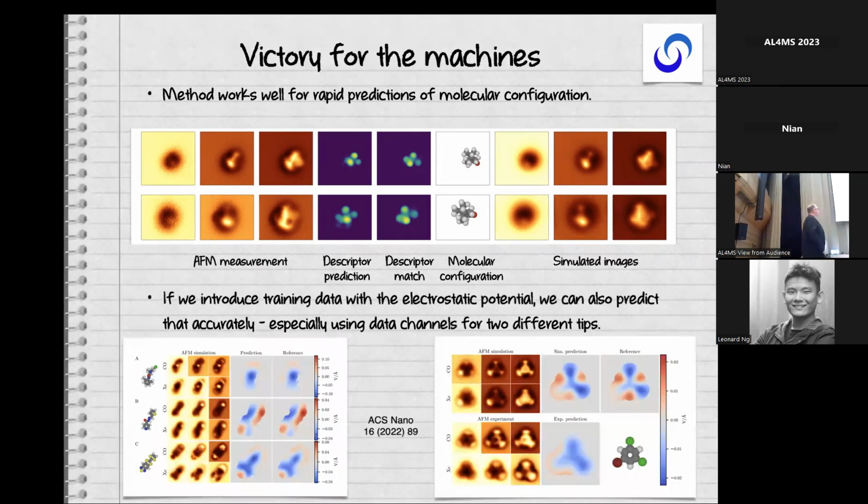We push this forward. You go back to the training. In principle, you also include the Hartree potential calculated from DFT in the images that you generate. So why don't we try and learn that, learn the electrostatic potential? Can we predict more data based on our training? And yes, we can. We can nicely predict electrostatic data for given molecules to reasonable quantitative accuracy.